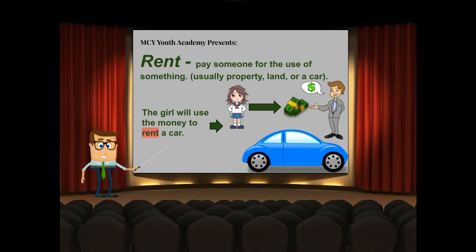Finally, we have to rent. When you rent something, you usually pay someone for the use of something. Maybe an apartment, a house, a car. For example, the girl will use the money to rent a car. That means she will give somebody money, use the car, and return it.